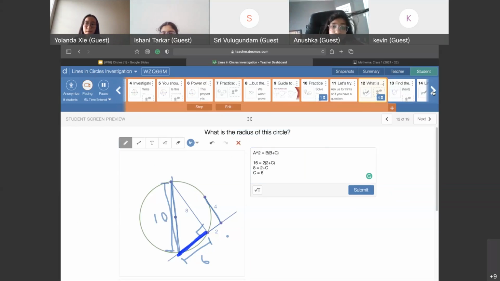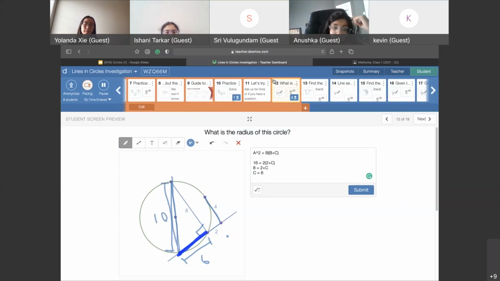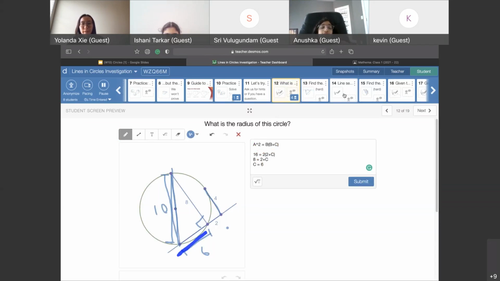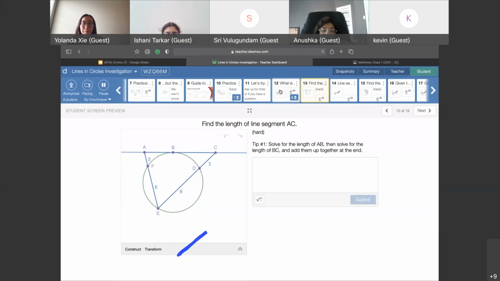So in these upcoming problems, basically you're going to have to see where you can apply power of the point and combine that with the other things you learned, say last week or the week before that, in order to find what the question is asking for. So let's move on to question 13.